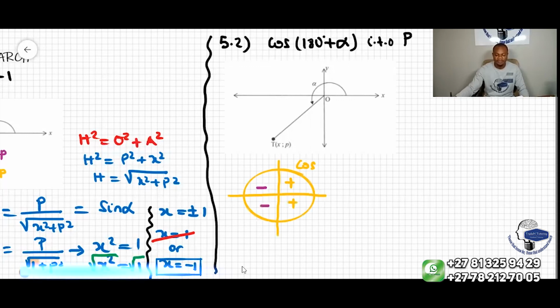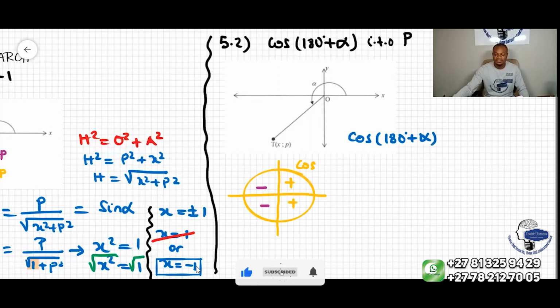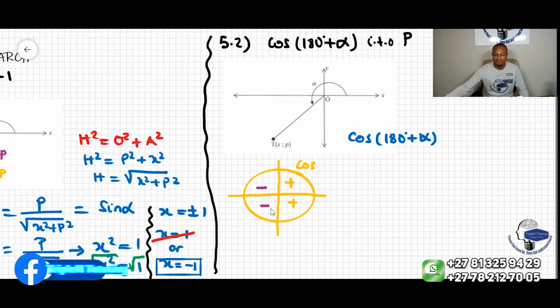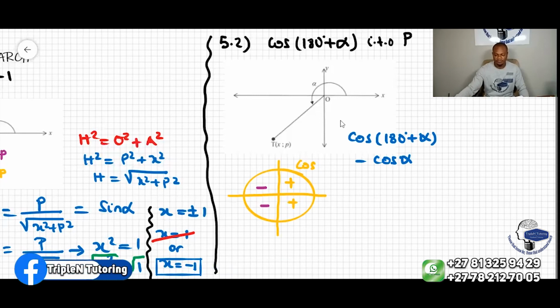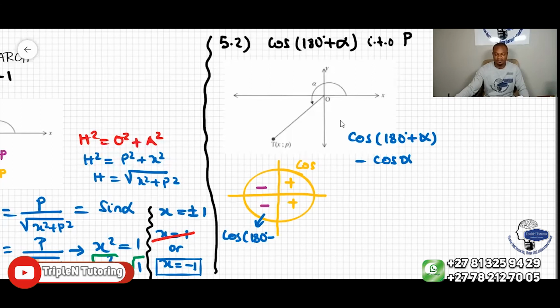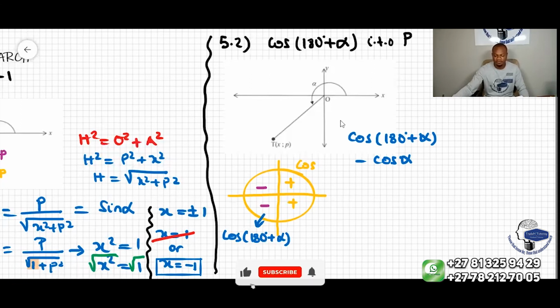Now, when we have cos of 180 degrees plus alpha, this means we are in the third quadrant, where cos is negative. So this can be reduced to negative cos alpha. Because we are in the third quadrant here, cos of 180 degrees plus alpha will be reduced to negative cos of alpha.